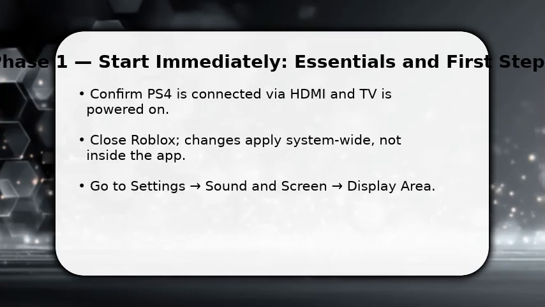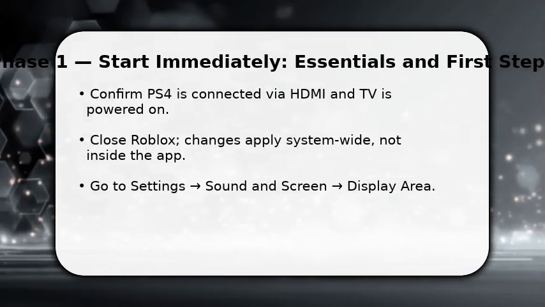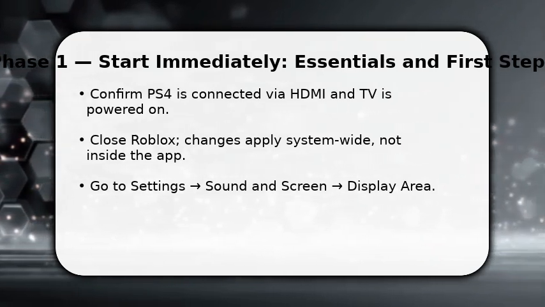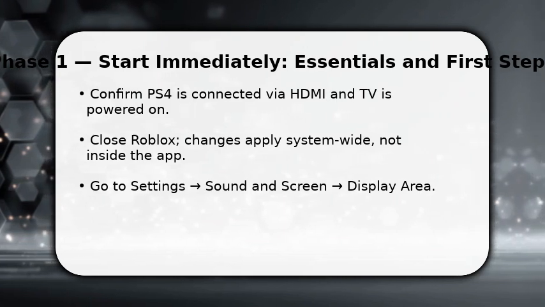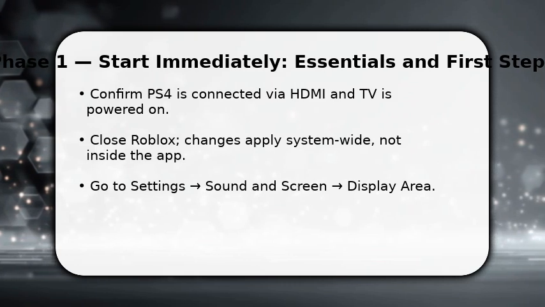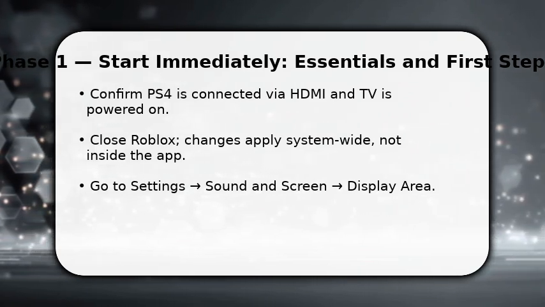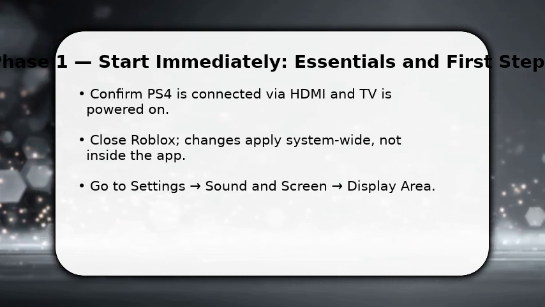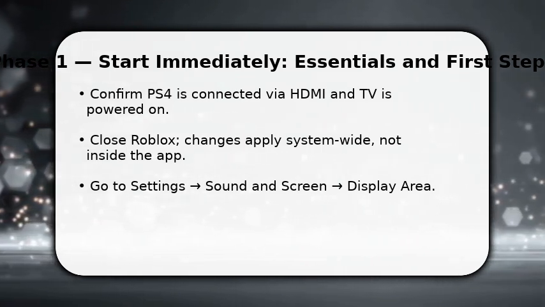Enjoy the video. To start, close Roblox and make sure the PS4 HDMI output is the active TV input. Once done, open Settings, then Sound and Screen and select Display Area. You will see a white box and arrows. Move the box so every UI edge is visible, because Roblox on PS4 uses the system display area.